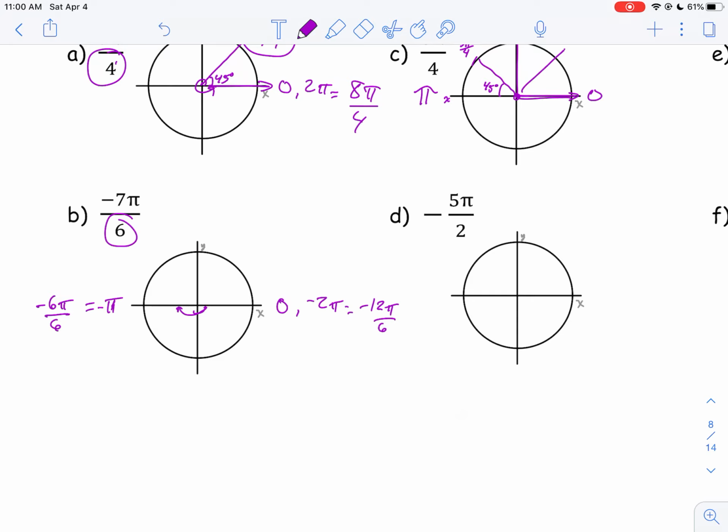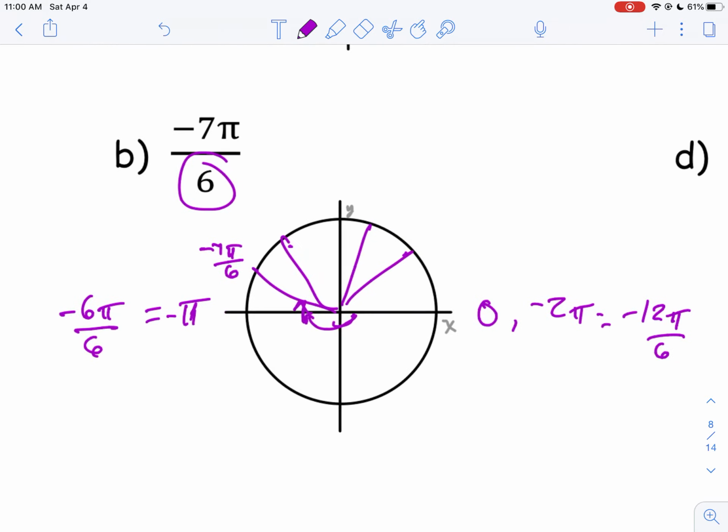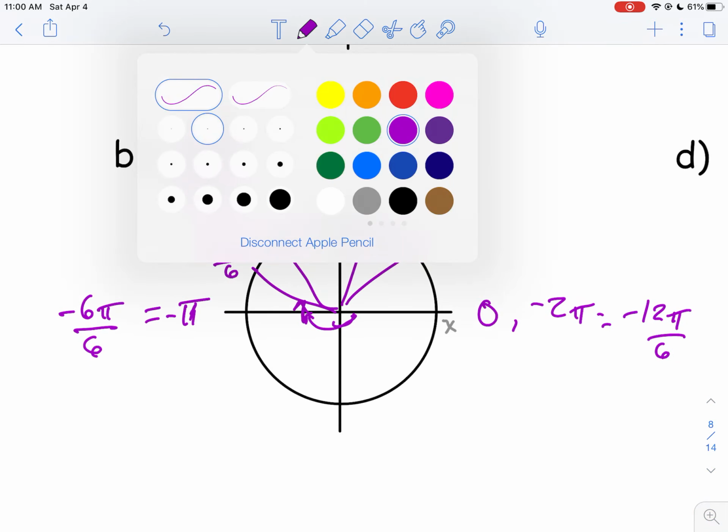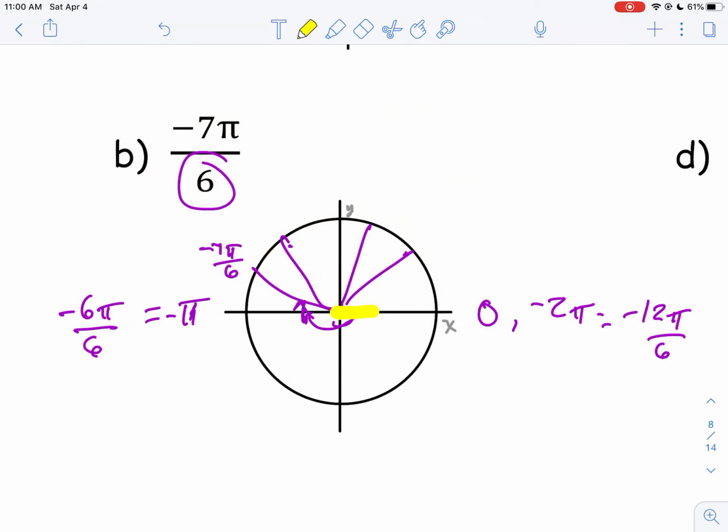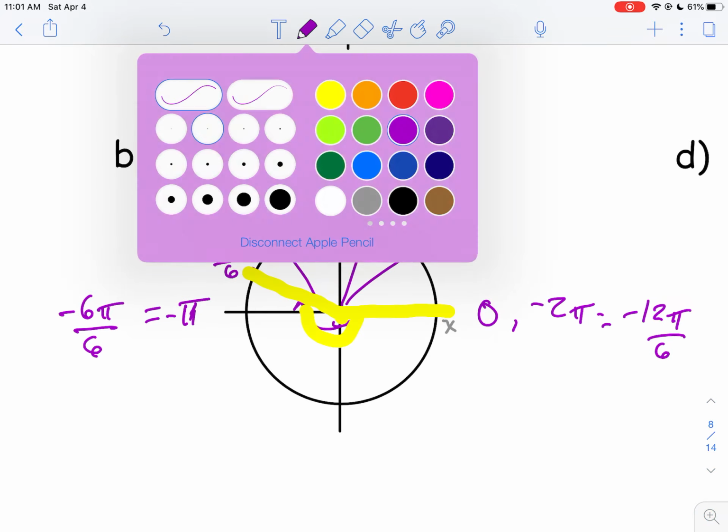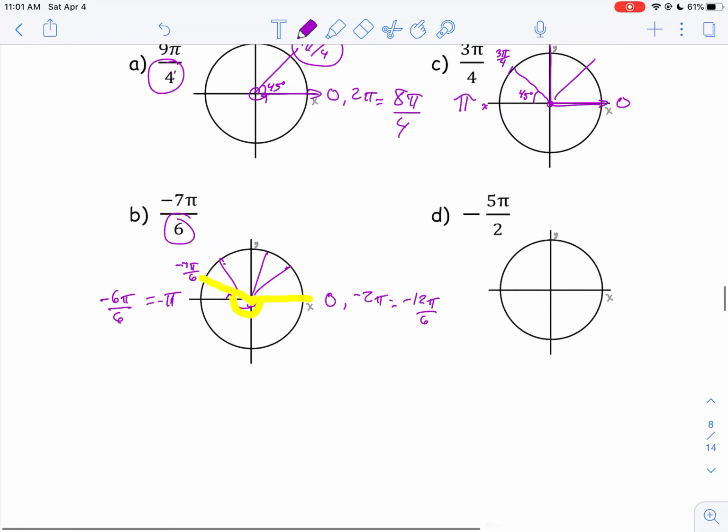We're going to have to go here. That's 6 pi over 6 in that direction. I need to go one more pi over 6. So I need to break this top piece into 6. That's going to end right here at negative 7 pi over 6. So let me draw that out a little more clearly. This angle right here is going to be negative 7 pi over 6.